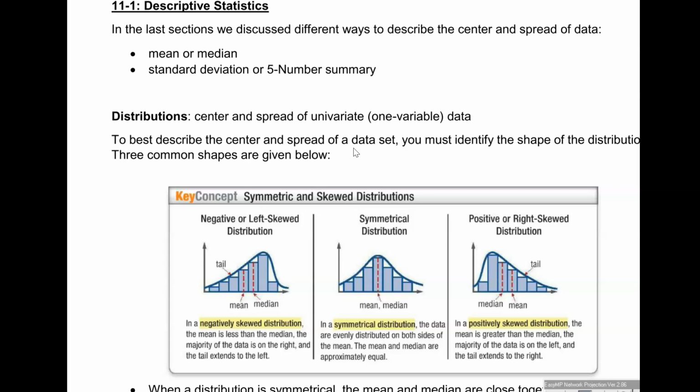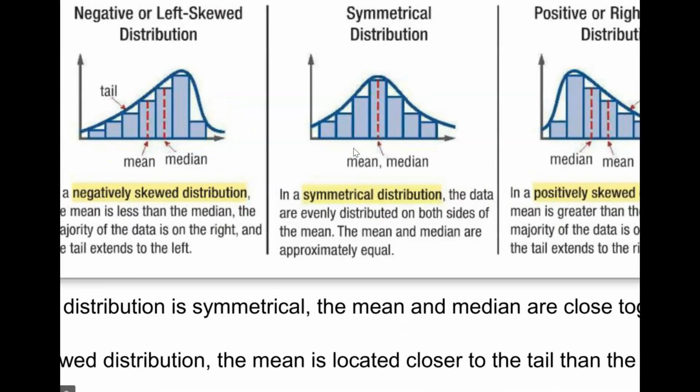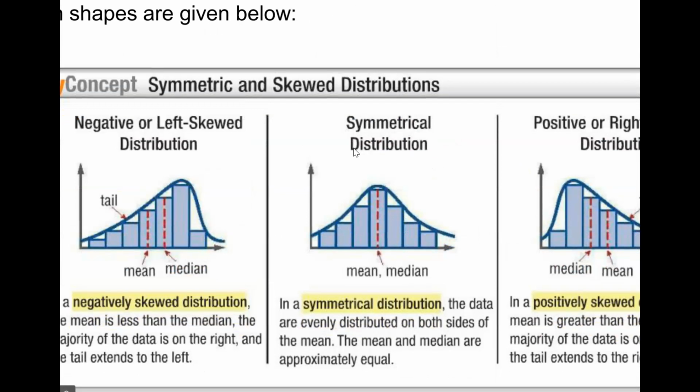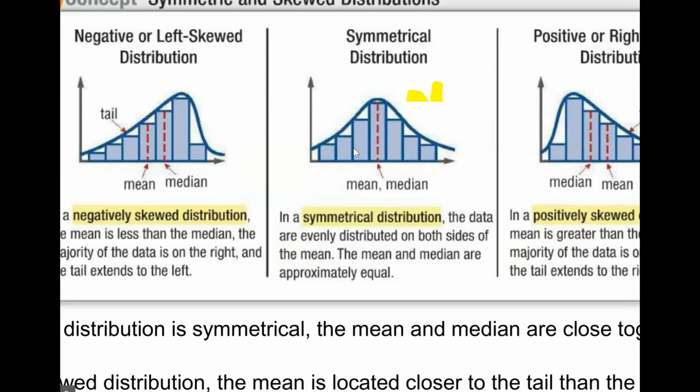What else? So, to best describe the center and spread of data, you have to identify the shape of the distribution. So, you could have a symmetric one. Literally, it's like looking in a mirror, right? The left side is the same as the right side. Notice this left side is roughly the same as the right side. It's symmetric, right? So notice the mean and the median are at the same place. So there are SAT questions about this.